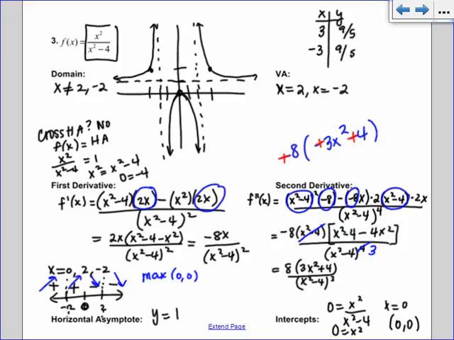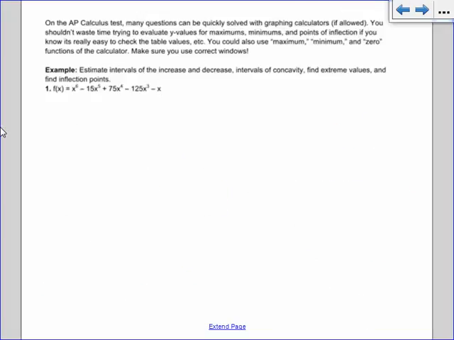All right, and the last thing we're going to talk about is using your calculator to help you. So 2/3 of the test is non-calculator, right? So you have to know how to do it without a calculator. All right, but some of the questions do allow you to have a calculator, so we should talk about it. Okay, so it says on the AP Calc test, many questions can be solved using graphing calculators if allowed.